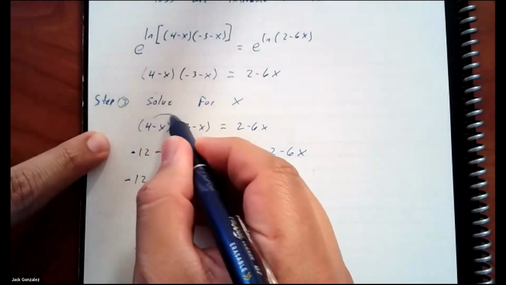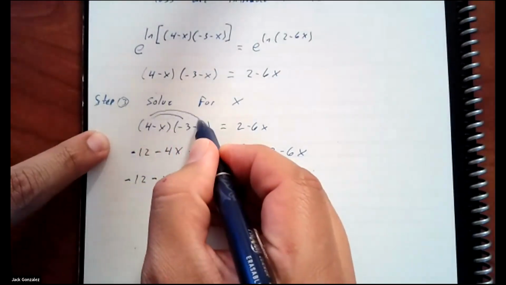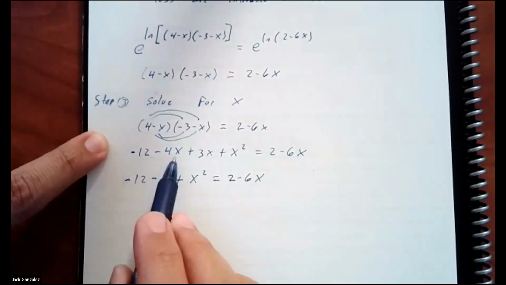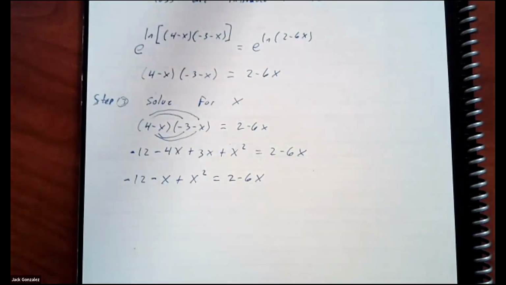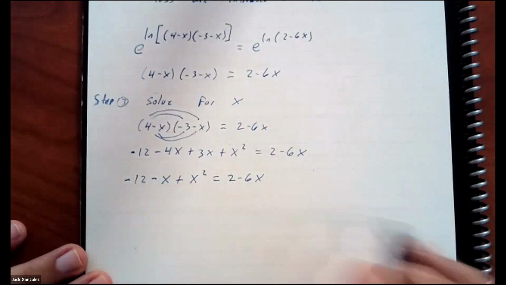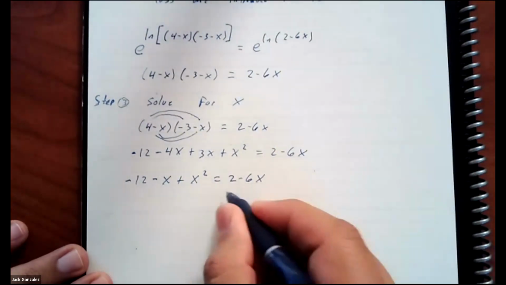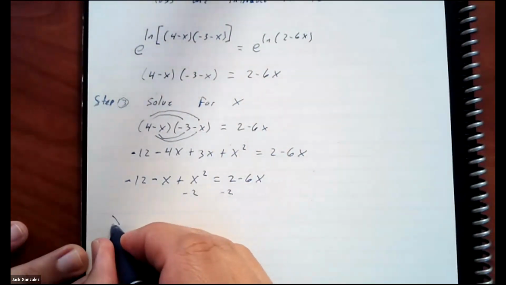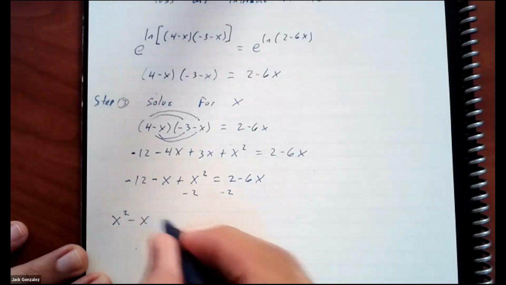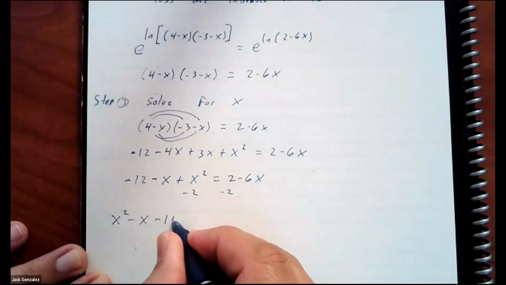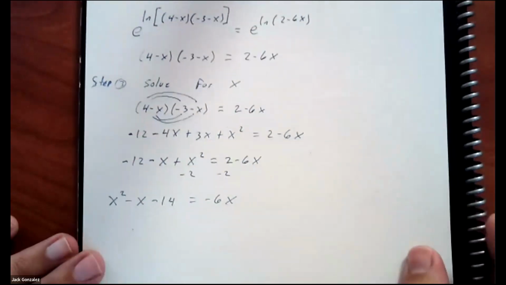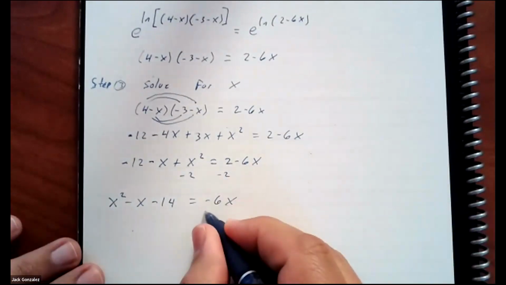You have to distribute 4 times negative 3, 4 times negative x. Negative x times this gave me those 4 terms. So at this point, subtract 2. I'm going to put it in descending order. So add 6x.